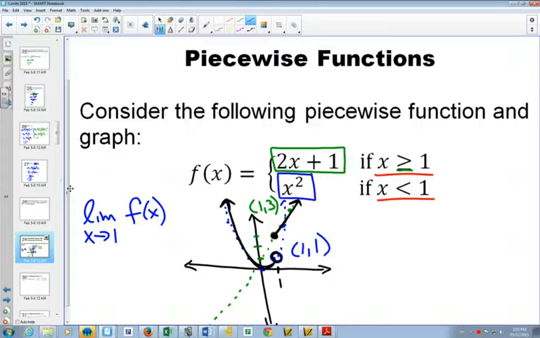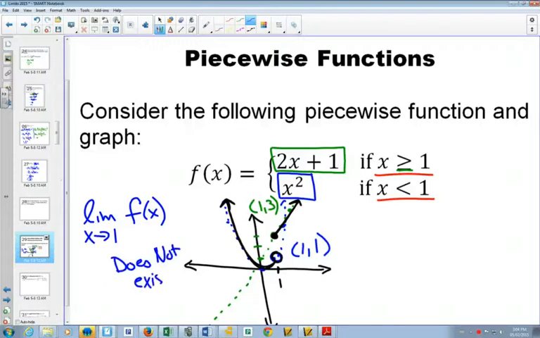Because if I went to my calculator and plugged in numbers just a little bit less than 1, like 0.999, it would get really close to the blue 1, 1. But if I plugged in numbers really close to 1 from the right-hand side, it would get really close to 3. So because there's this big jump in points at this point, and the limit from the left is not the same as the limit from the right, we would say that the limit of this function as x goes to 1 does not exist.